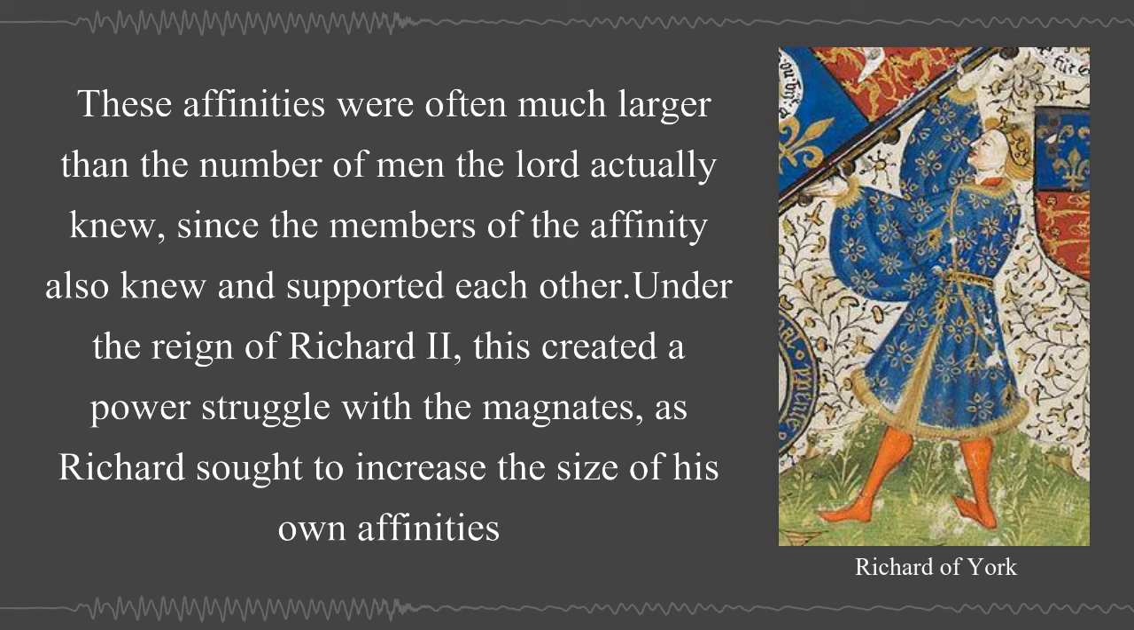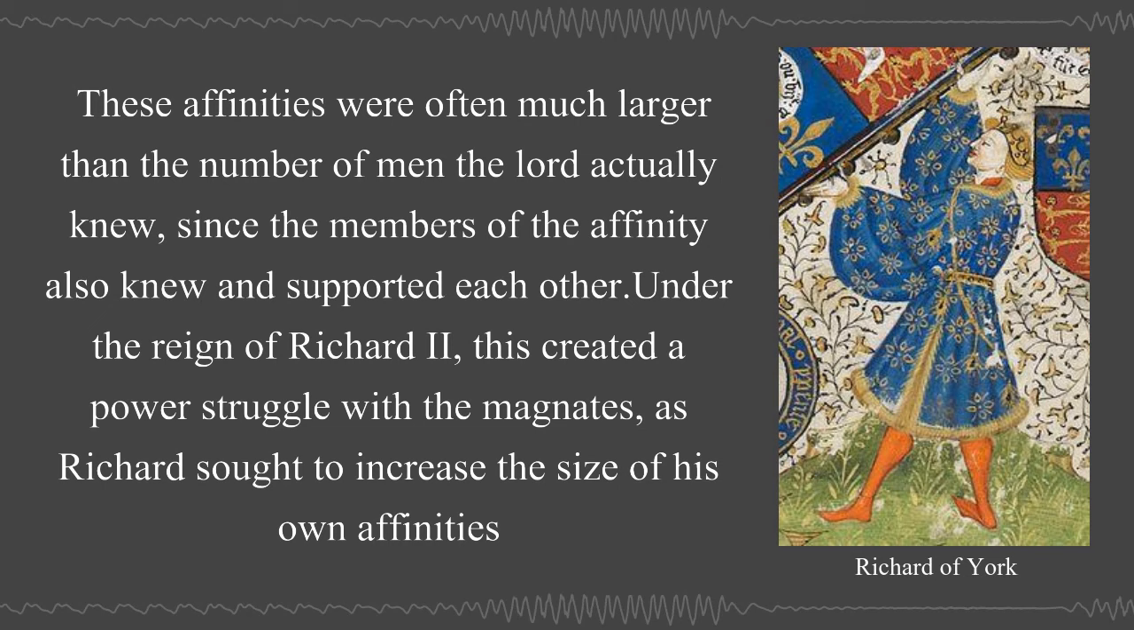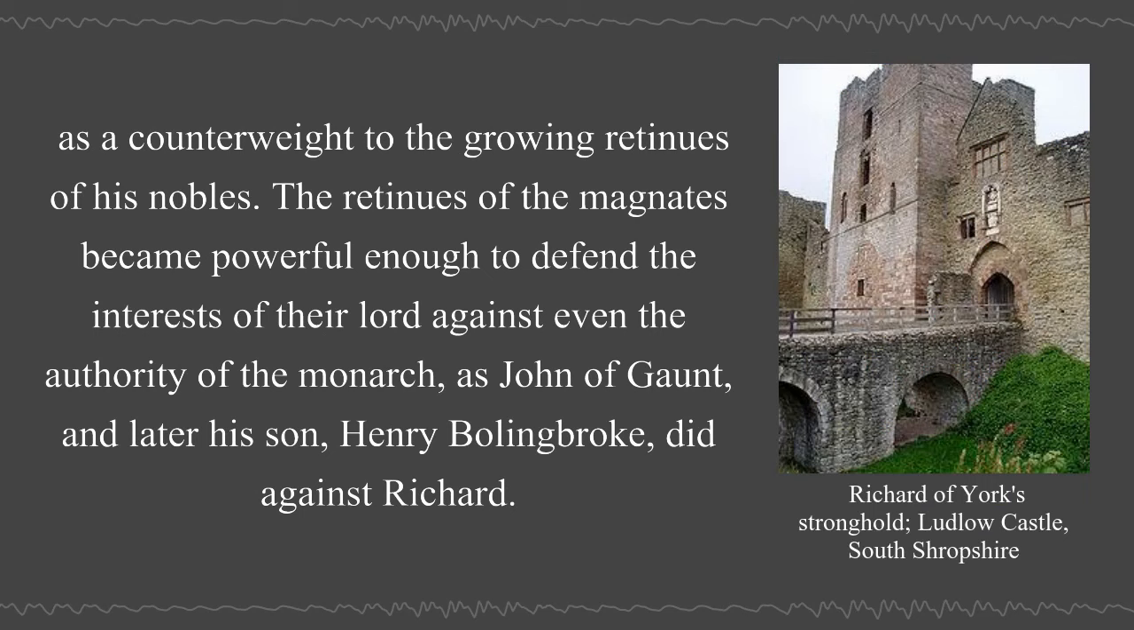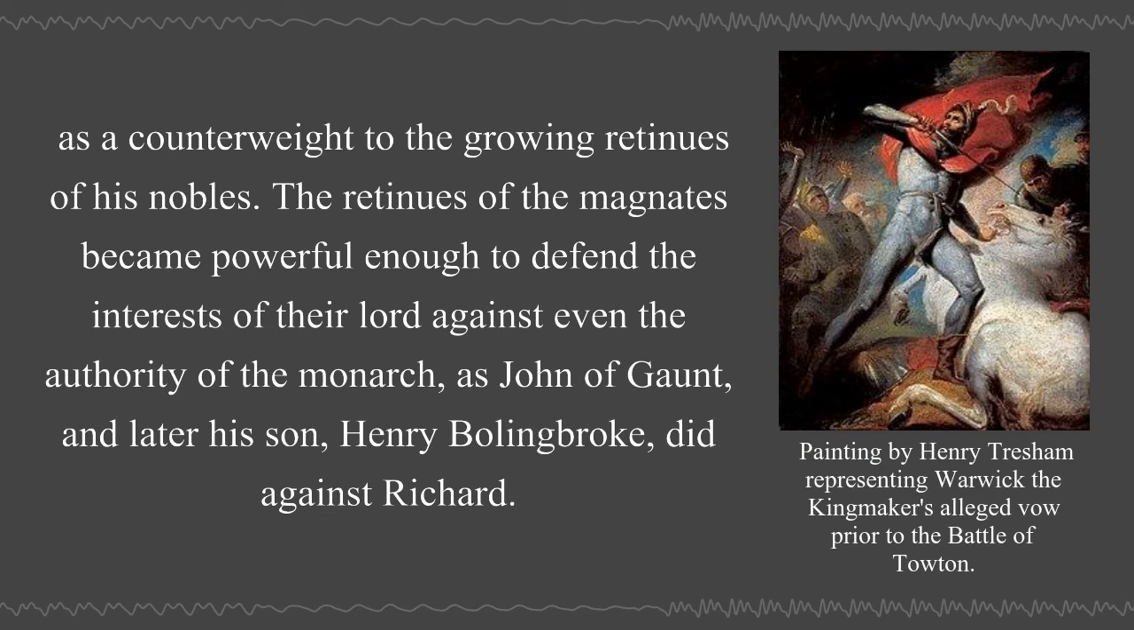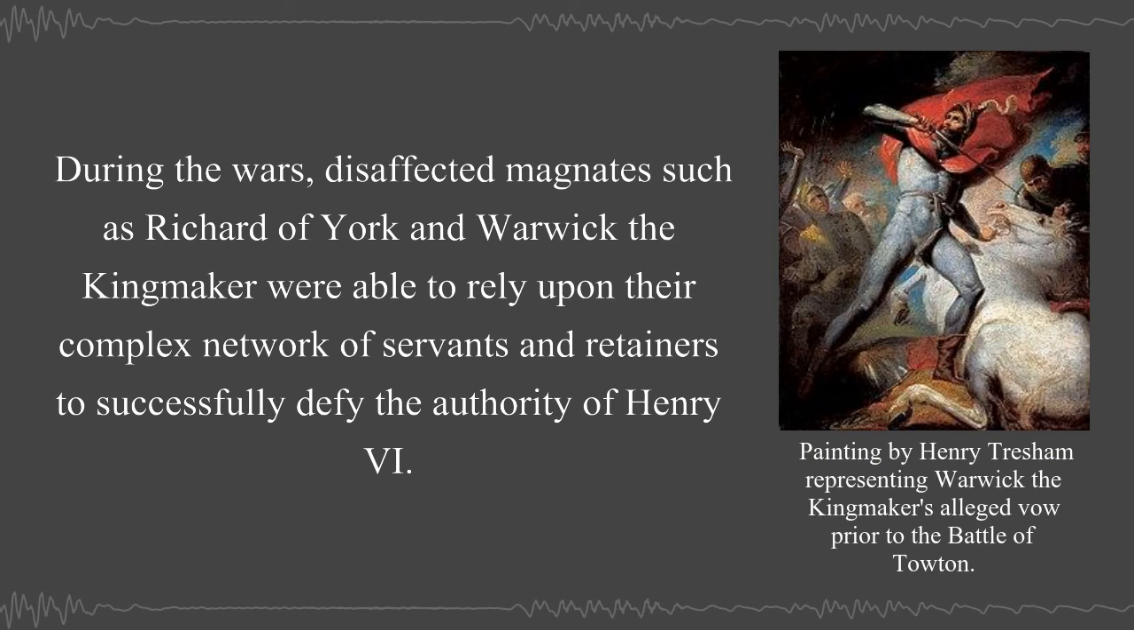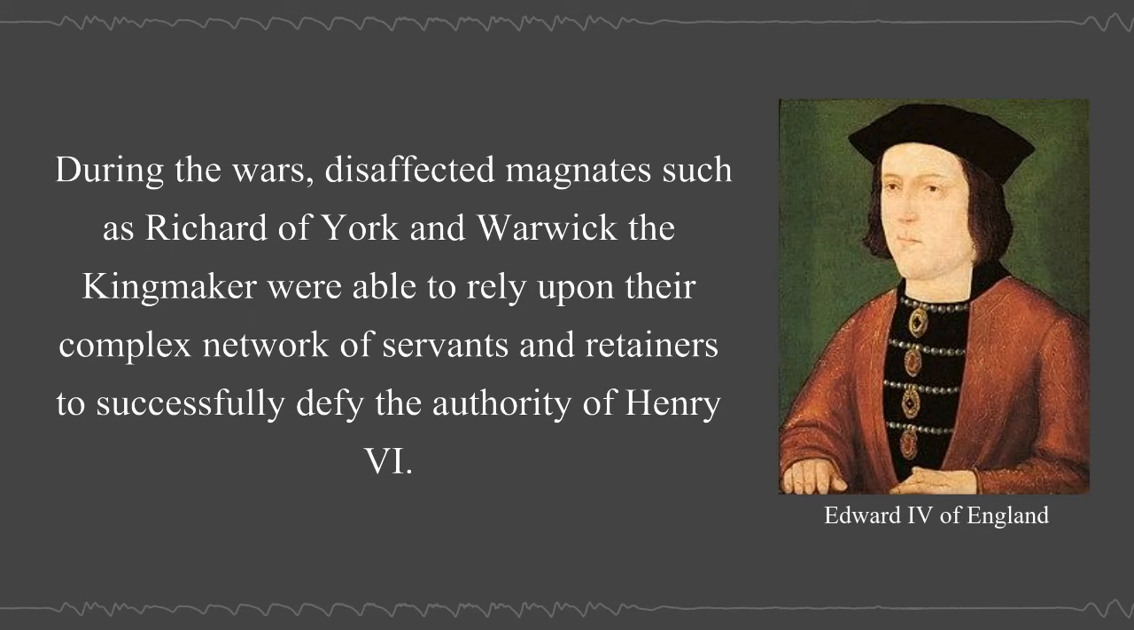Under the reign of Richard II, this created a power struggle with the magnates, as Richard sought to increase the size of his own affinities. As a counterweight to the growing retinues of his nobles, the retinues of the magnates became powerful enough to defend the interests of their lord against even the authority of the monarch, as John of Gaunt, and later his son Henry Bolingbroke, did against Richard. During the wars, disaffected magnates such as Richard of York and Warwick the Kingmaker were able to rely upon their complex network of servants and retainers to successfully defy the authority of Henry VI.